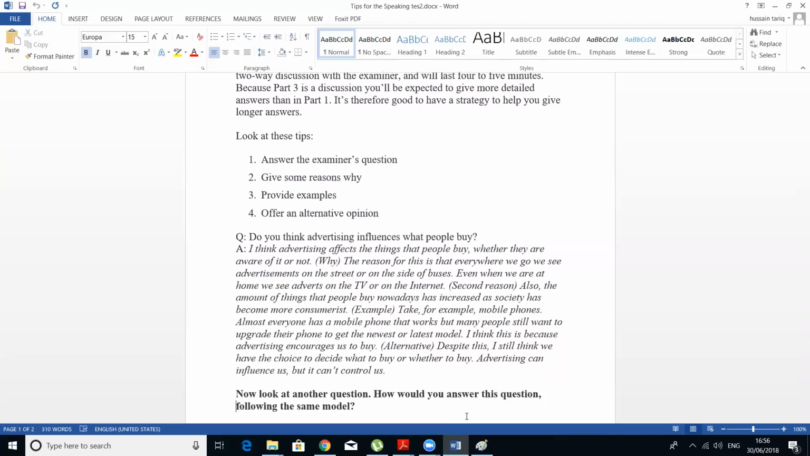And then we have an alternative approach. Despite this, I still think we have the choice to decide what to buy, whether to buy. Advertising can influence us, but can't control us. So you can see that here you are answering the question. Here you are giving 2 different reasons. You're also supporting those reasons with examples, and you're giving an alternative approach to your answer, isn't it? Yes. Okay, right.